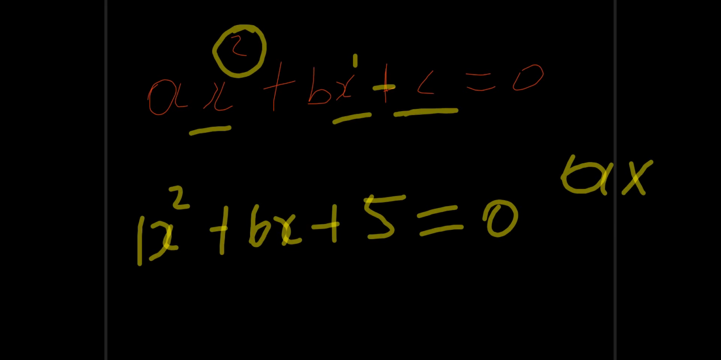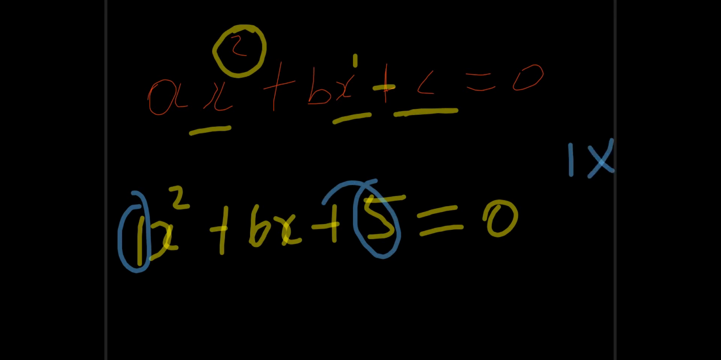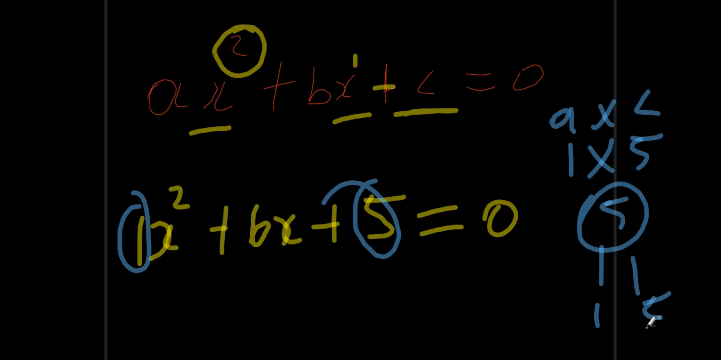So let's go. What would be our A and what would be our C? Our A would be 1, as you can see, and our C would be 5. So 1 times 5, the A times the C, gives us 5. The factors of 5 are 1 and 5. What two factors of 5, when you multiply them, you get back 5, but when you add them, you get 6? Well, only these two, we don't have any more.